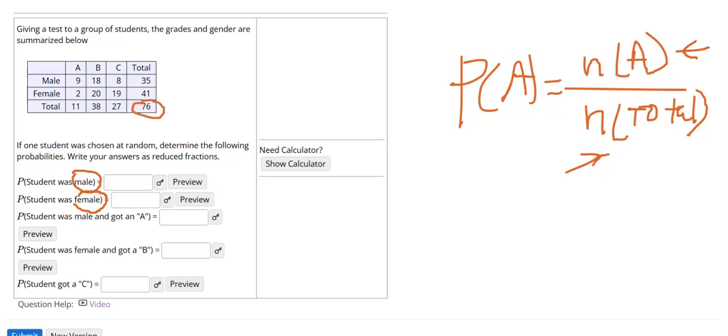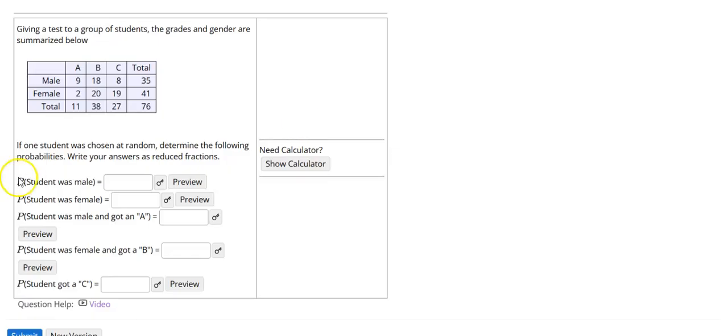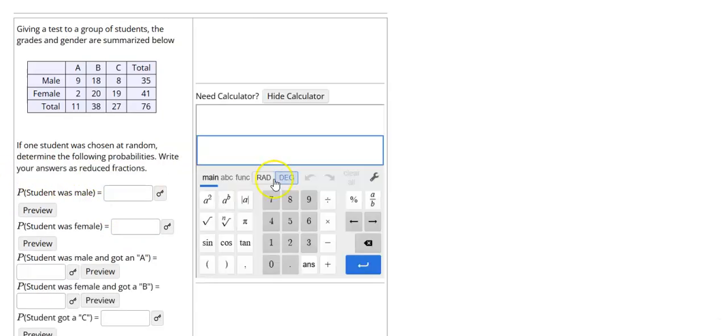So make sure that when you find the probability of anything, you count how many of those go on the top and how many total go on the bottom. That's how you do it. Okay, let's do the first question. Student is male. What's the male probability? You can see 35 male, 35 out of how many? You divide by the total, 76.